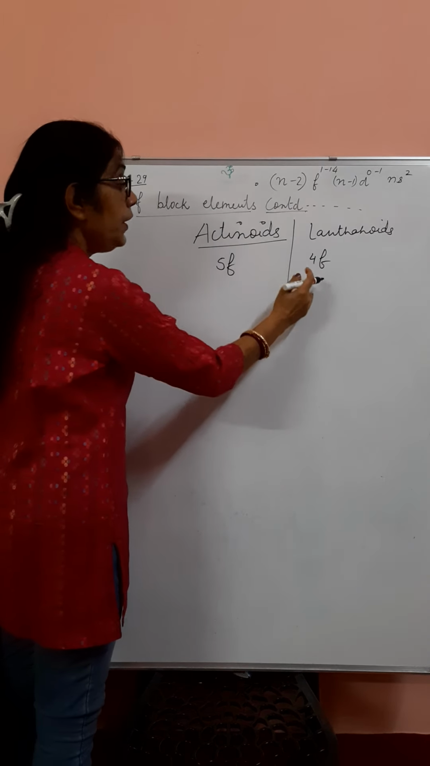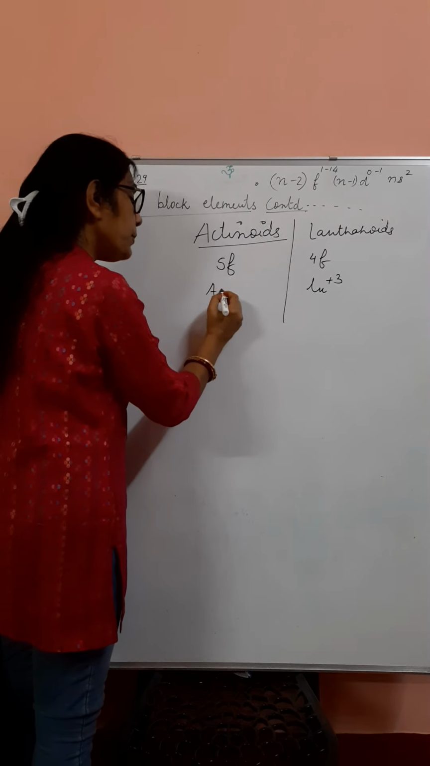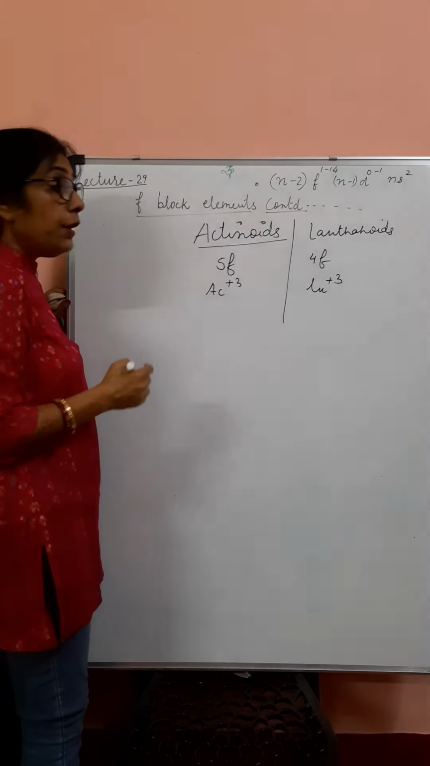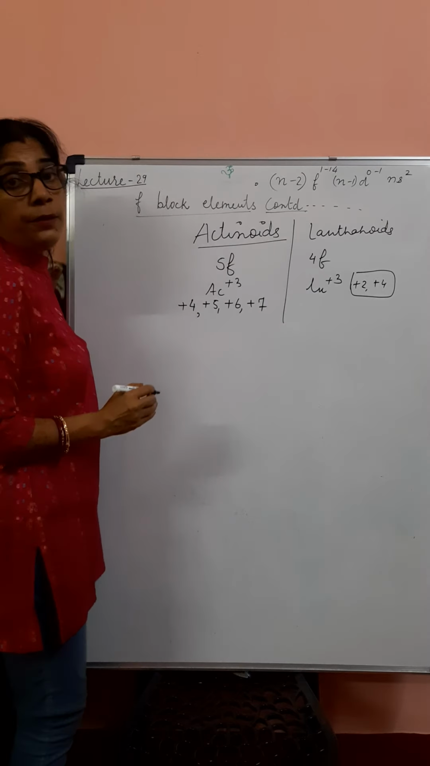Then the common oxidation state is +3. Here also the common oxidation state is +3. A few you have seen show +2 and +4, but very restricted, 2 elements each. And actinoids can show higher oxidation states as well, +4, +5, +6 and +7.